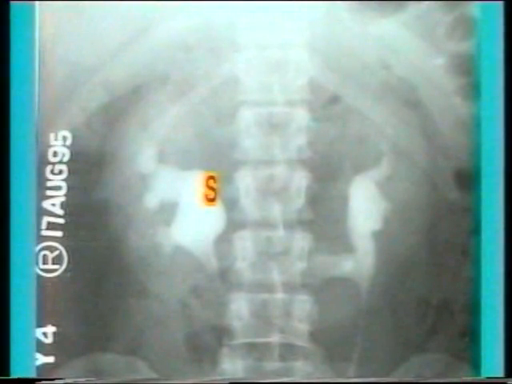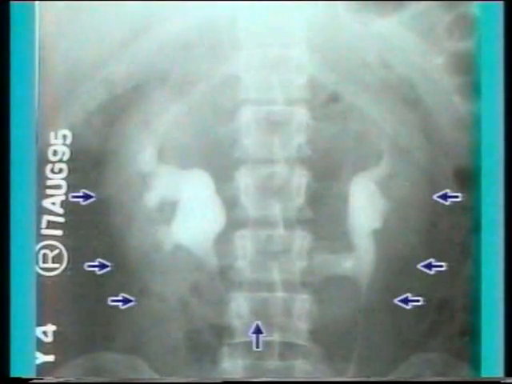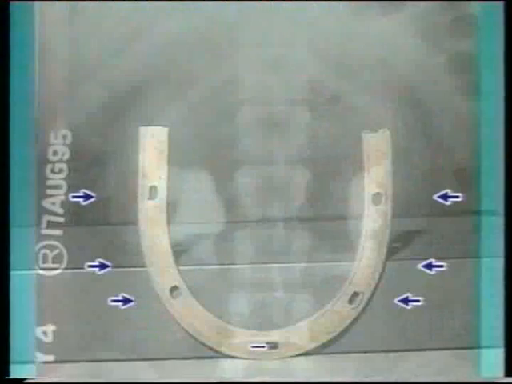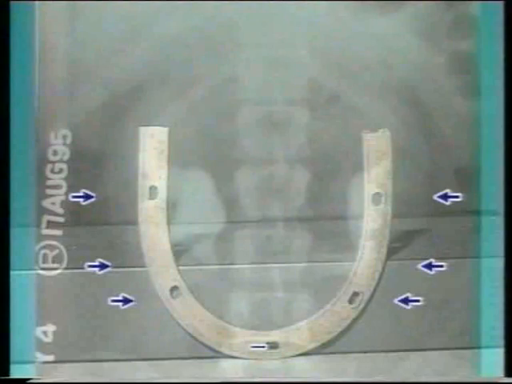Now observe the shape of the kidney. Both kidneys are joined to each other at their lower poles, forming the shape of a horseshoe. This is a horseshoe, and note the similarity in shape and hence the name horseshoe kidney.